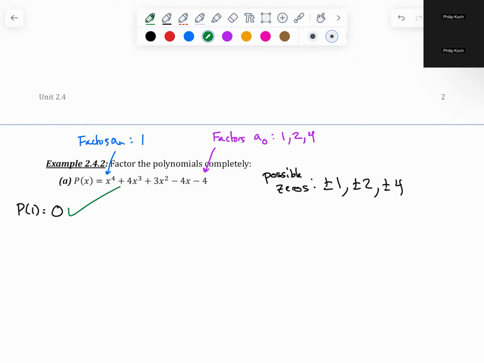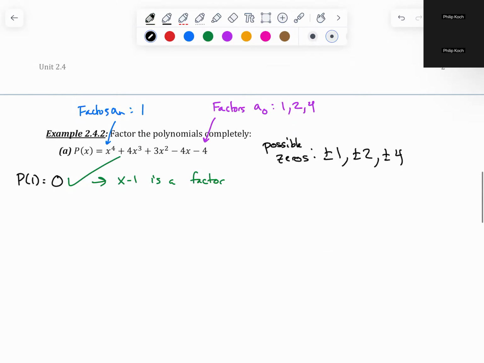First try. So x minus 1 is a factor. If f of c, or p of c, equals 0, then x minus c is a factor. So since p of 1 equals 0, x minus 1 is a factor. So we'll use that to our advantage.